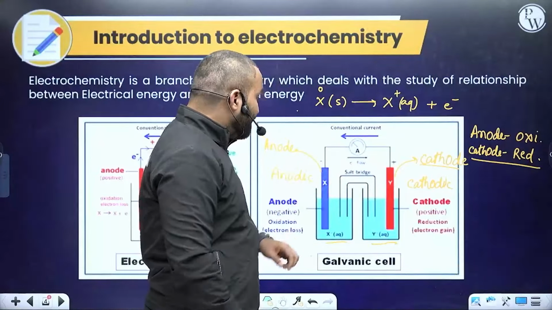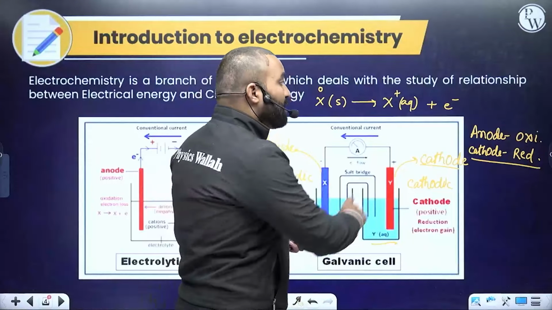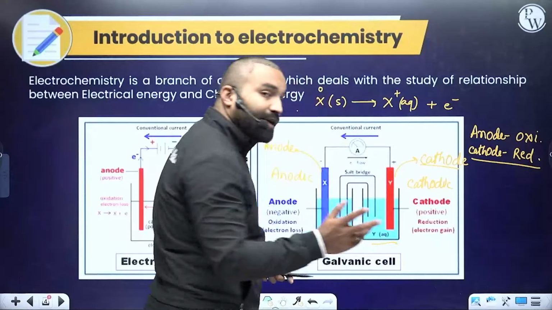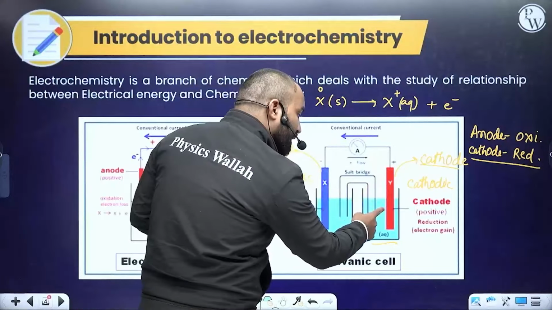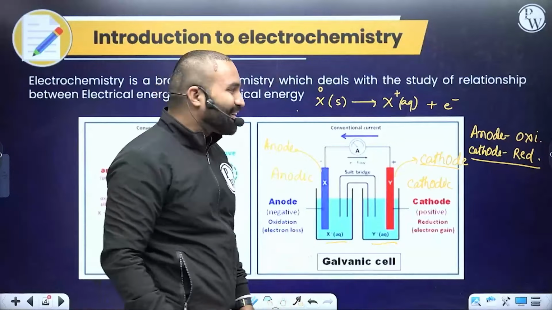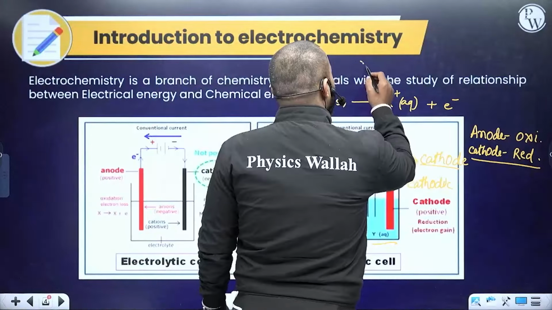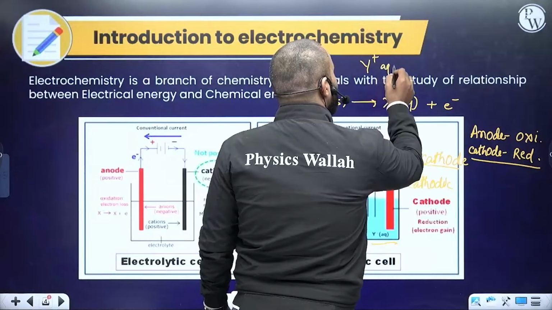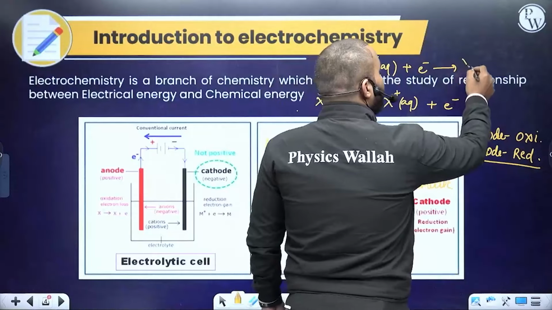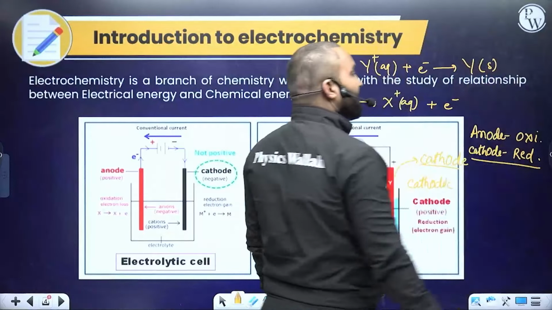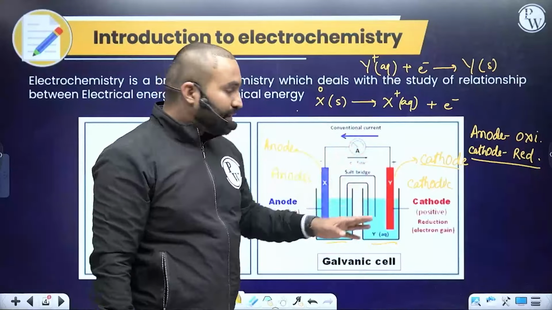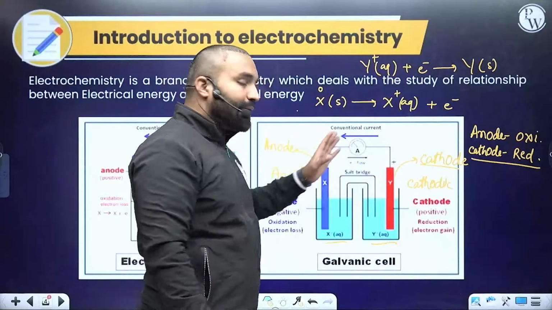So on the anode there will always be oxidation, and this lost electron will start traveling via this wire, because wires are conducting in nature, and will reach the cathodic compartment, which has a species ready to accept that electron. What is that? There will be Y present in the form of positive charge, aqueous. The electron transferred via the wire reaches Y plus, and Y will accept that electron, undergo reduction to form solid Y. This is what happens in this electrochemical cell.